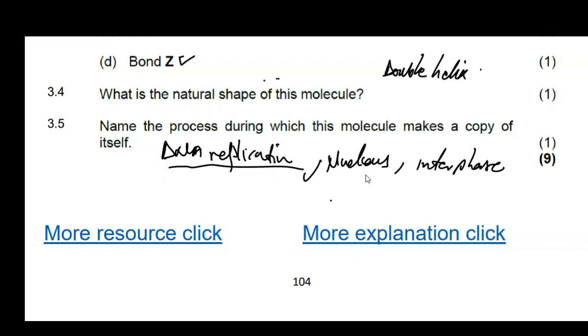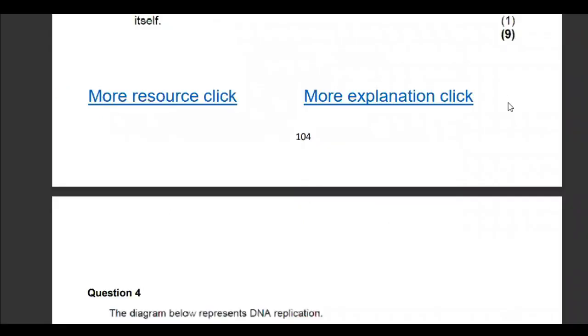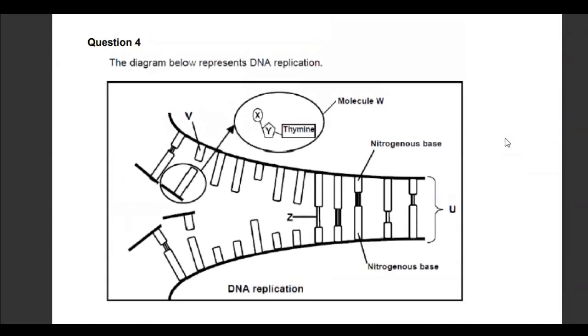Why does it occur? We say that it occurs to double the chromosome number. And then lastly, how does it occur? That is the process of DNA replication. If they bring a question like this, how do you answer?